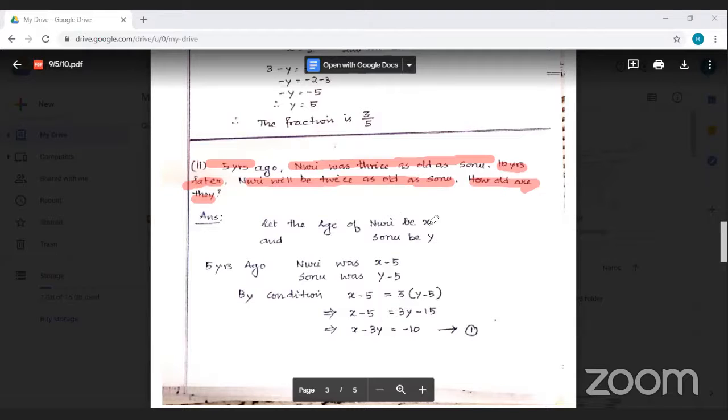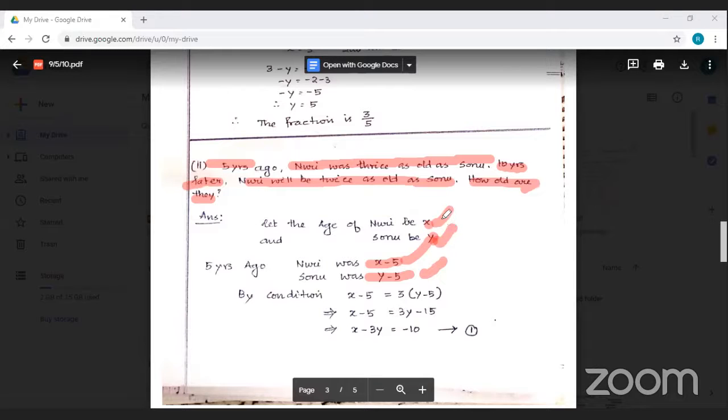Their present ages are x and y. Any doubt? Nuri is x and Sonu is y. Any doubt in this? 5 years ago, Nuri will be x minus 5, Sonu will be y minus 5. Any doubt in this? Let the present age be x, the present age be y. 5 years ago, x minus 5, y minus 5. Any doubt?